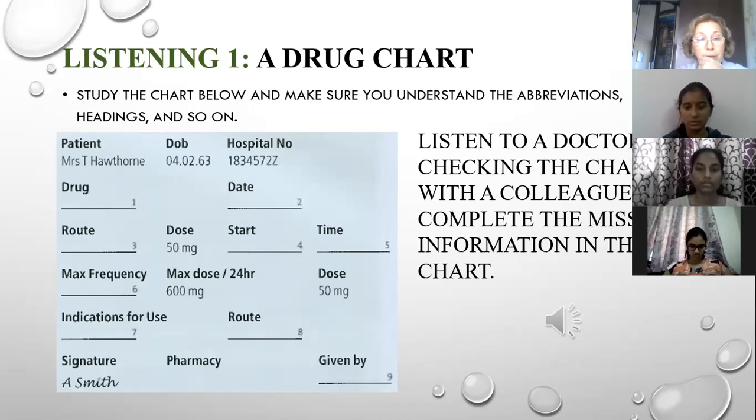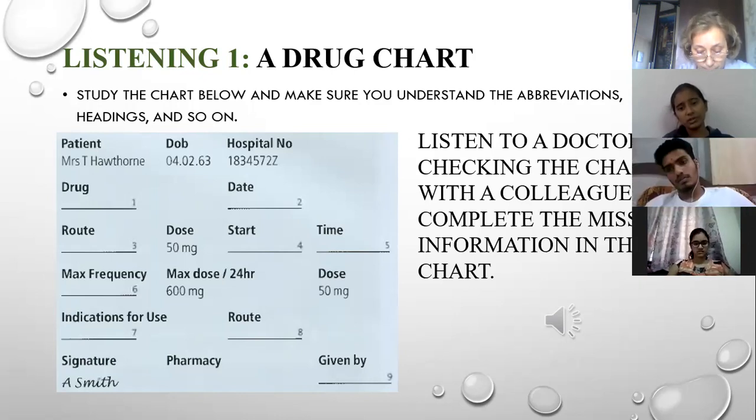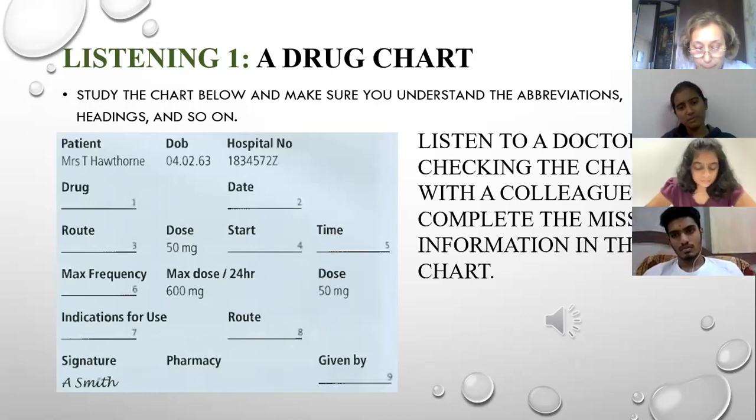Okay, now let us check what we've written here. So what is missing in the gaps? So the drug name, what is it? Tramadol. Okay. The date, 15th October 2009. Okay. So the route, intramuscularly. Okay. And start and time, 13th October, 11:30.